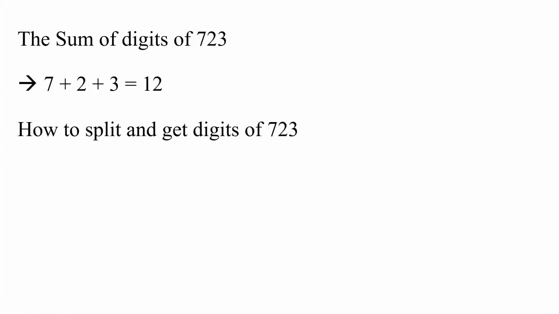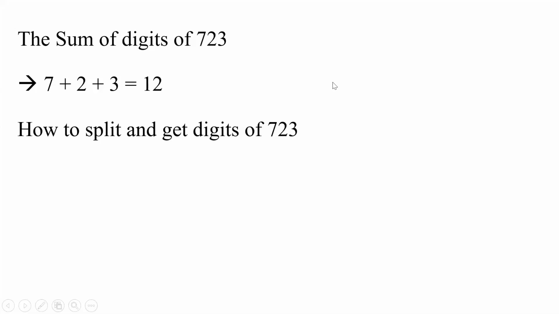It is very easy to do the sum of the digits manually. Now we are going to do it as a program. Before making it a program, we have to write down the steps, right? We have to write an algorithm and make it into a flow chart. So we are going to find the sum of the digits. When we do it manually, we know 7 plus 2 plus 3 equals 12.